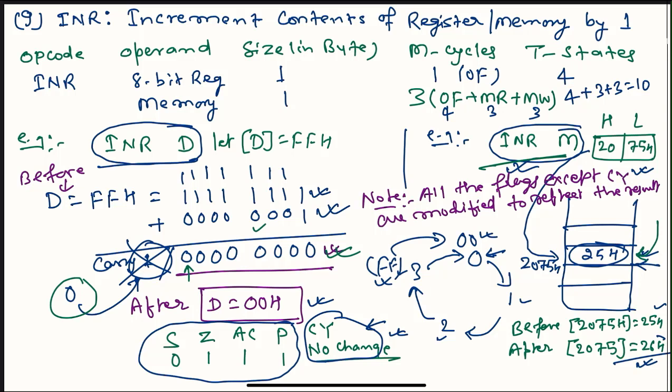This is a very important point you must remember, because before this, whatever we had seen, the arithmetic instructions and then subtraction instructions, there we had seen all the flags were modified as per the result obtained. But in this case, particularly in this increment instruction, only 4 flags, that is sign, zero, auxiliary carry and parity, will be modified as per the result obtained after incrementing. Carry is not going to be changed. Whatever the status was, it will remain the same here.